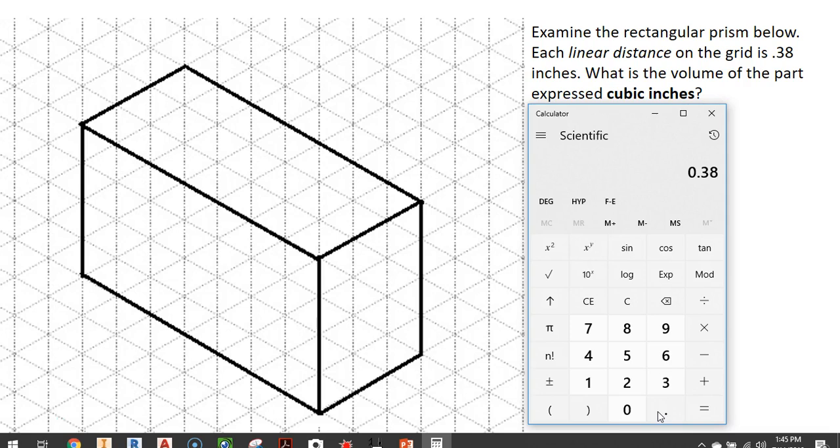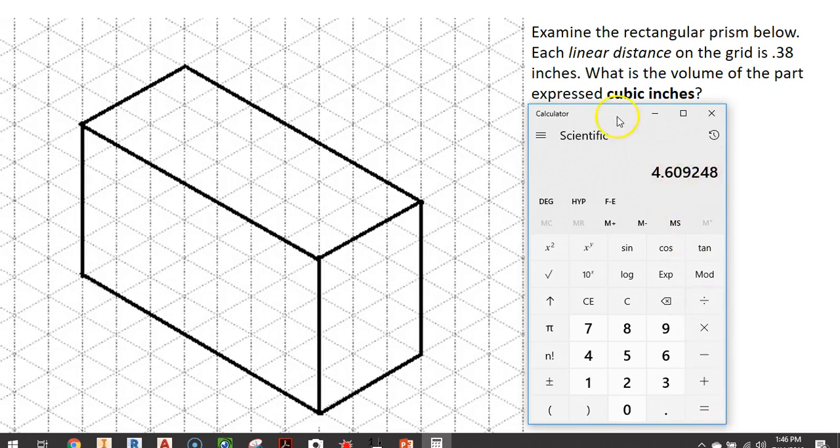We're going to say 0.38 cubed, 0.38 times 0.38 times 0.38, which comes out to 0.054872. What we can do next is multiply that by the total number of cubes we have. We now know that the volume of one cube is 0.054872 inches cubed. But we have 84 total cubes, so we are going to say times, and I can right click and go to paste, putting in that 84, and then hit equals.